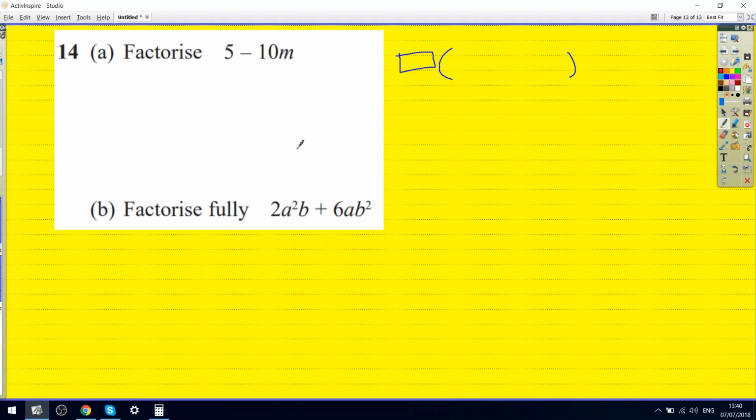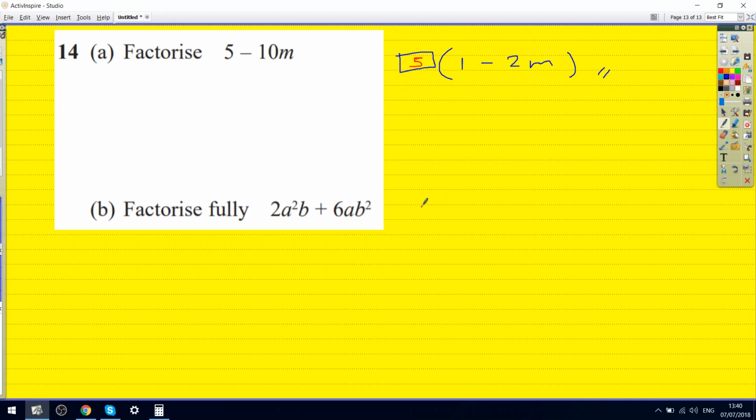I'd say 2, but we can't use 2.5, can we? No. 5? Yeah, 5. Okay, and so what times 5 would give you those two? 1 minus 2m. Correct, and that's all it is. So it's the opposite of expanding brackets. Factorizing means putting it back into a bracket. Okay, same idea. Next one.